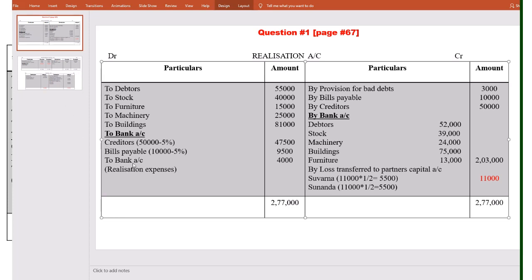Since there is no balance sheet in this problem, you may wonder where the second-time adjustments will appear. It will appear in the bank account. The logic and the concepts are the same; that will not change. Now let me go to the next. We will prepare the partners' capital account.